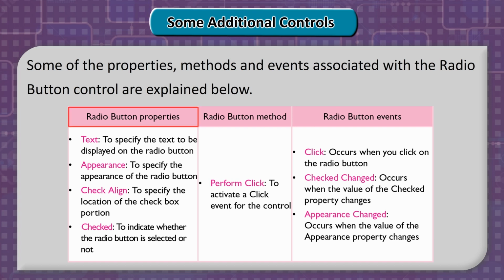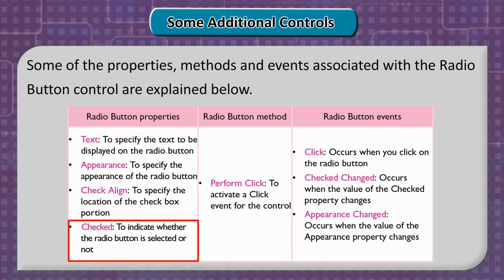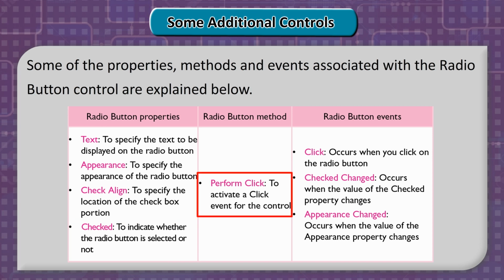Radio button properties, radio button method, radio button events. Text, to specify the text to be displayed on the radio button. Appearance, to specify the appearance of the radio button. CheckAlign, to specify the location of the checkbox portion. Checked, to indicate whether the radio button is selected or not. PerformClick, to activate a click event for the control.